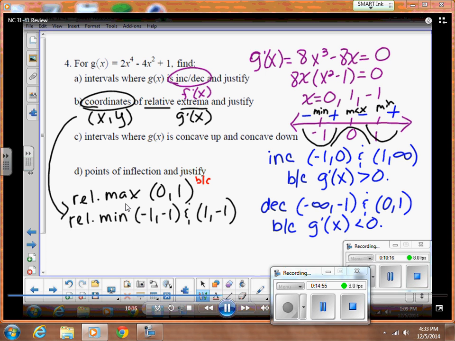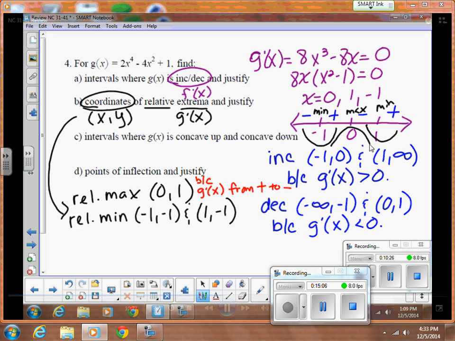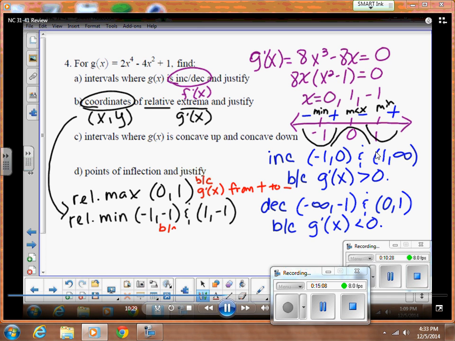Now, how do I know that this is a relative max? Just like we said over here, because g prime of x is changing from positive to negative. That's what's creating a max. The minimums are occurring because g prime of x is changing from negative to positive. That's what's creating a minimum value.